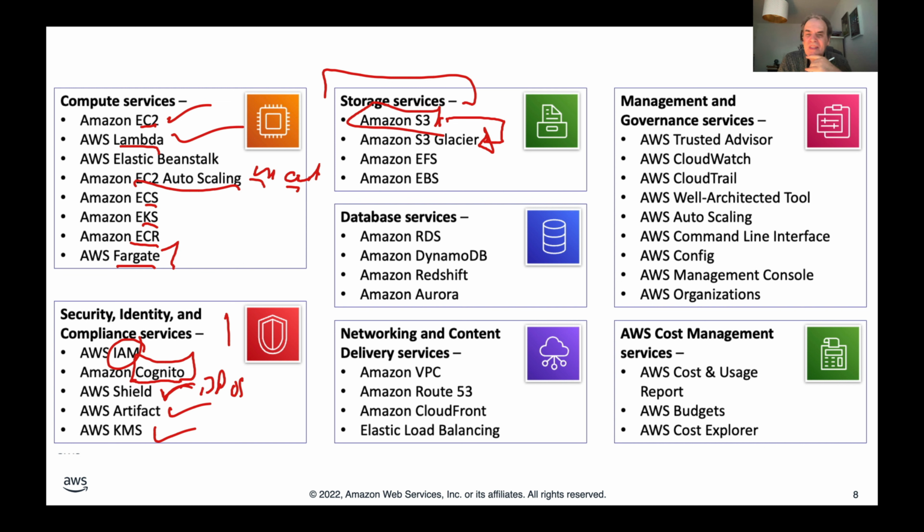We can have different levels of Glacier, and each one is less expensive. There is one option that allows us to put data into a deep freeze, where it would take up to a day to get our data back again. So that's very good for a complete backup of a system, just in case we lost all our data.